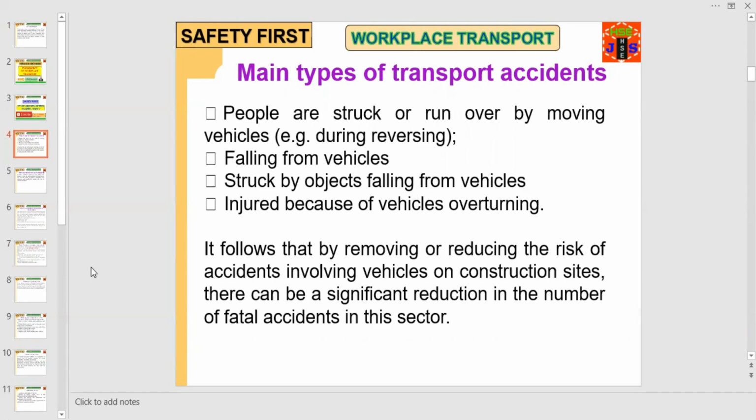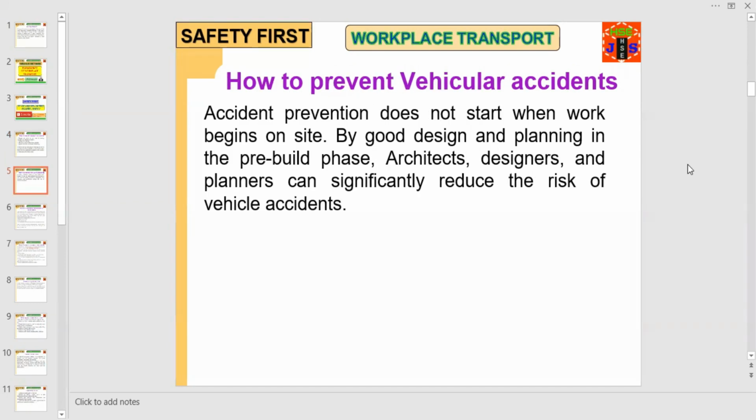It follows that by removing or reducing the risk of accidents involving vehicles on construction sites, there can be a significant reduction in the number of fatal accidents in the construction industry. And the question is how to prevent vehicular accidents.